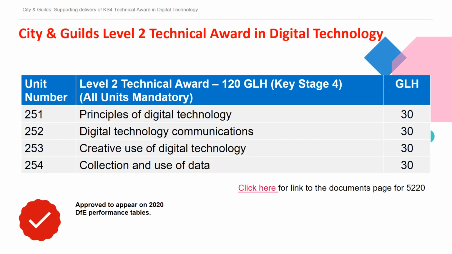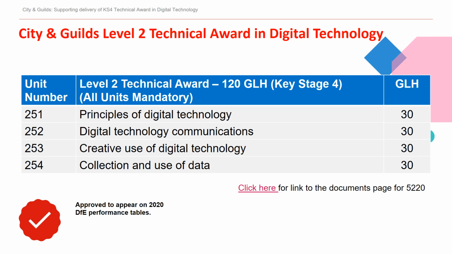The Level 2 Technical Award in Digital Technology from City and Guilds conforms to the requirements laid out by the DFE and is a Key Stage 4 qualification of 120 guided learning hours. It has 4 units that are mandatory and will be part of the assessment of the qualification. Although the primary purpose of Key Stage 4 qualifications is to develop understanding of a particular industry, City and Guilds also includes practical activities to help embed the knowledge.